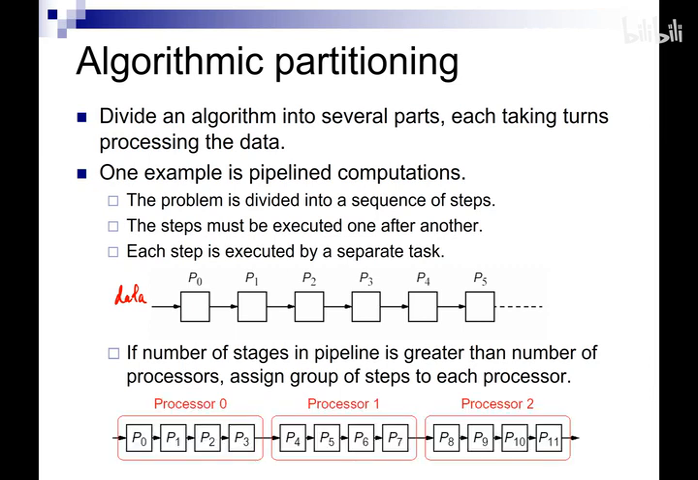But we could actually have, for example, more steps than we have processors. In that case, we can break up some of those steps and put multiple steps onto one processor. Here, we have 4 steps, and we can run all 4 on one processor, and the next 4 on the next processor, and so on.